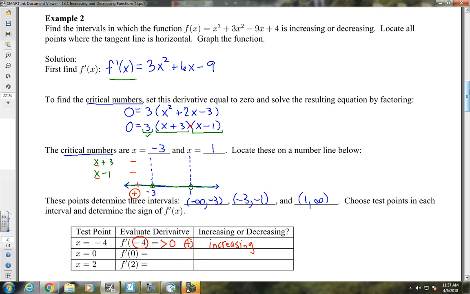Now we're going to do the same thing for this middle interval. I'm looking for a test point between negative 3 and 1.